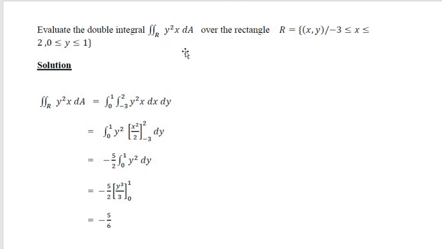Example: evaluate the double integral over R of y square x dA over the rectangular shape region. When we consider this rectangular shape region, x is varying from minus 3 to 2 and y is from 0 to 1. Therefore, the double integral over R of y square x dx dy equals the integral from 0 to 1, integral from minus 3 to 2, of y square x dx dy. So first integrate with respect to x and then with respect to y. So we get minus 5 by 6.